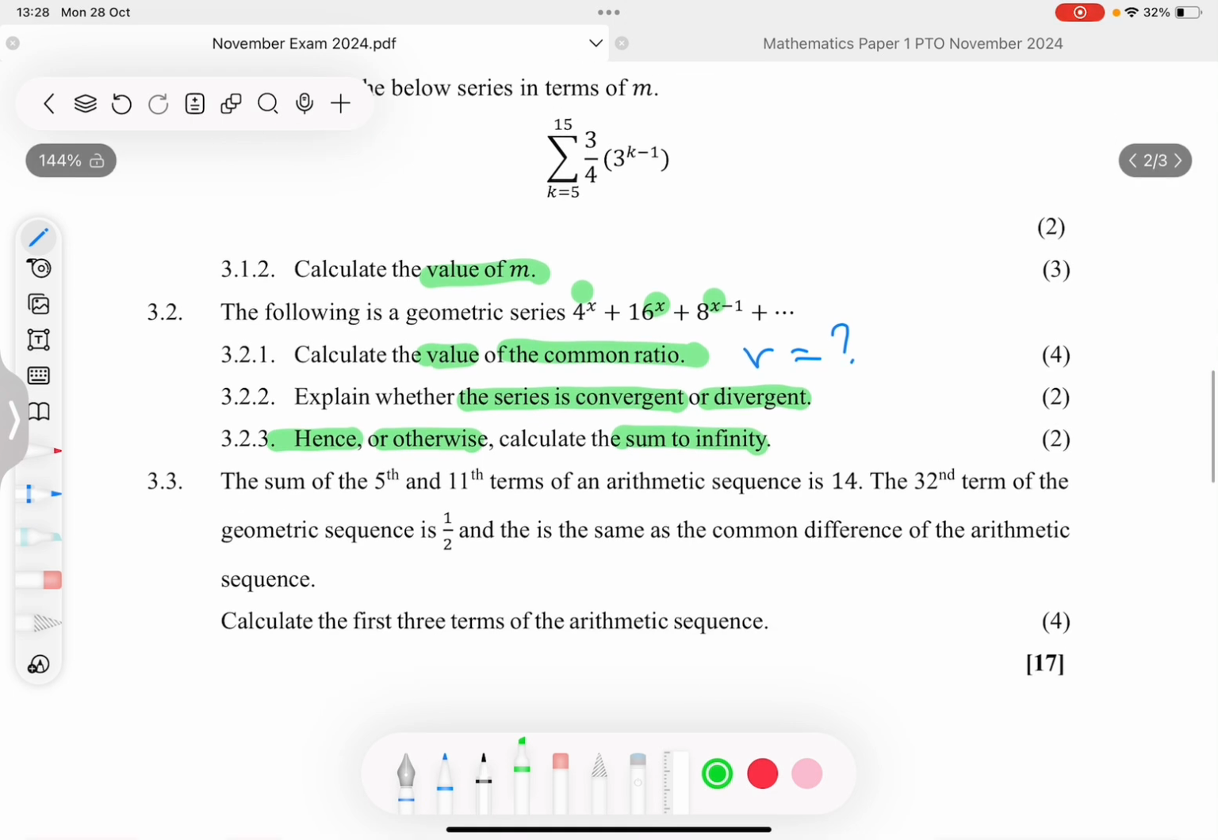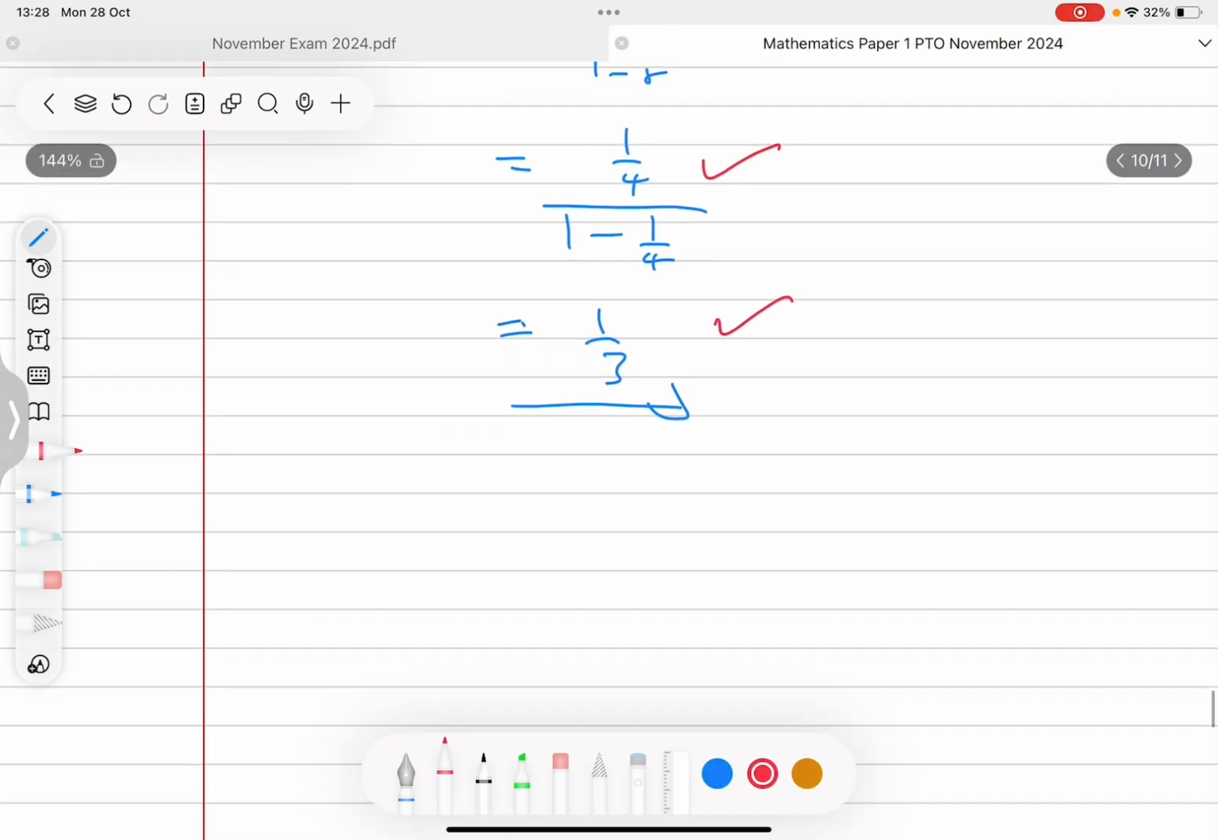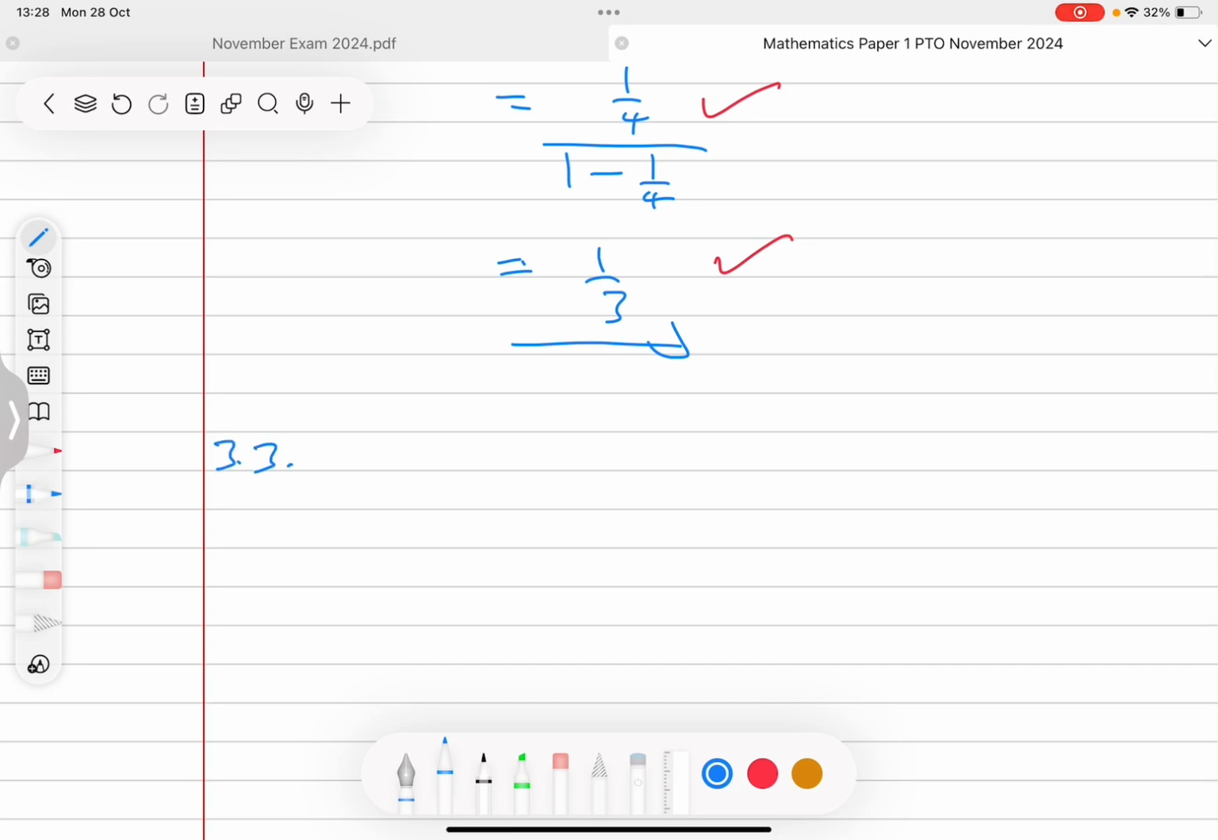Right, then we're doing the last question now, question 3.3. Now in question 3.3, they say to us, the sum of the 5th and 11th terms of an arithmetic sequence is 14. Right, so what are they saying here? They say the sum of the 5th and the 11th term of an arithmetic sequence gives us 14. So when I add the 5th and 11th term, so I'm adding, I'm not subtracting, it actually gives me 14. Sum means we're adding, right?